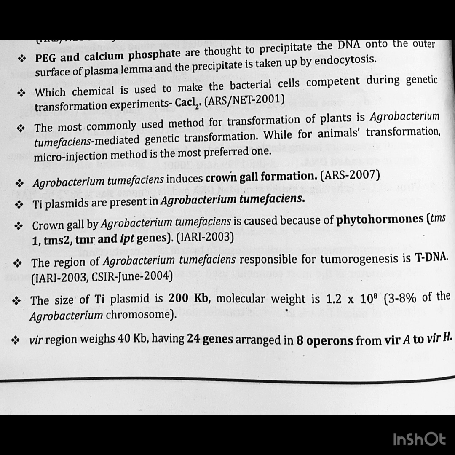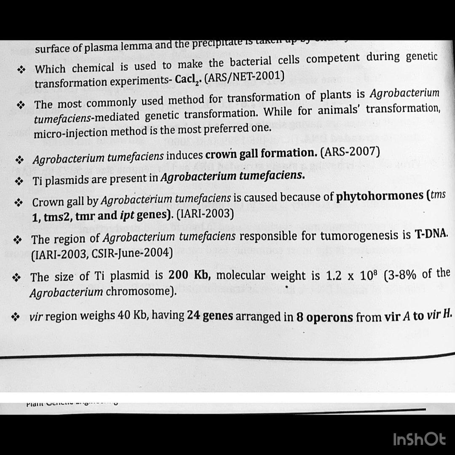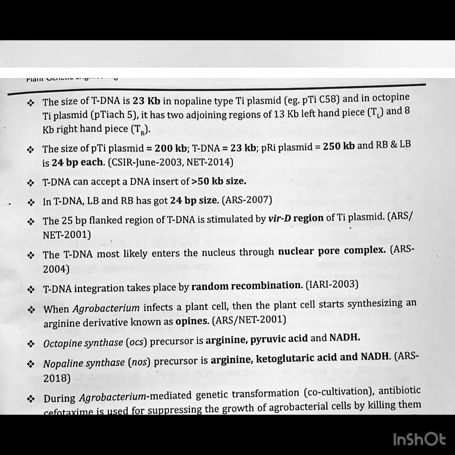The size of Ti plasmids is 200 kilobase pair. Molecular weight is 1.2 into 10 to the power 8. The vir region is 40 kilobase pair, having 24 genes arranged in 8 operons from virA to virH. The size of T-DNA is 23 kilobase pair in nopaline type Ti plasmid, and in octopine type Ti plasmid it has two adjoining regions of 13 kilobase pair left-hand piece and 8 kilobase pair right-hand piece.